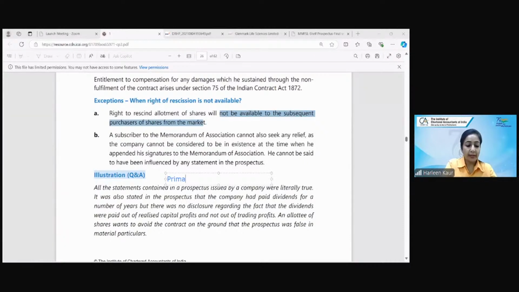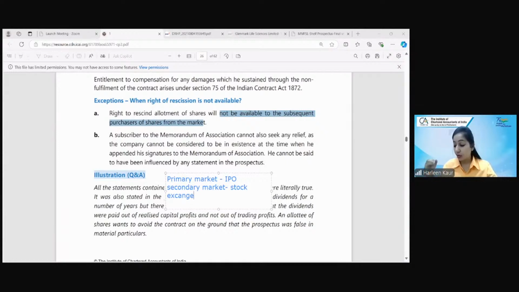One is the primary market and another is the secondary market. Do you know what is primary and what is secondary market? Tell me. When you have subscribed to the issue at the time of an IPO, the company has come up with an IPO and you are taking up the shares, that means you are purchasing the shares directly from the primary market. But when you take up shares from the stock exchange, the shares having already been listed on the stock exchange, and you buy the shares from the stock market, it means you are buying from the secondary market.